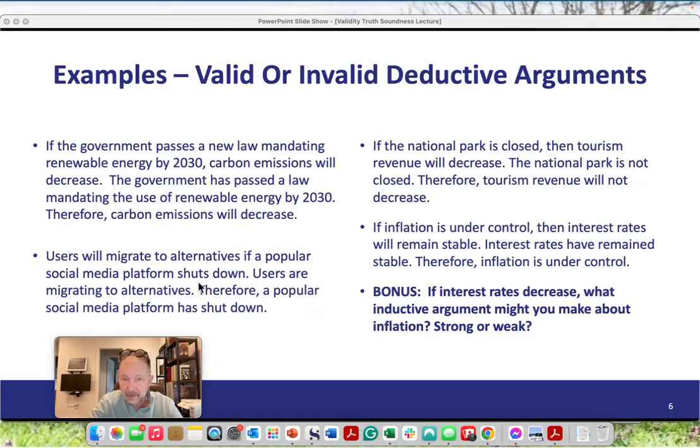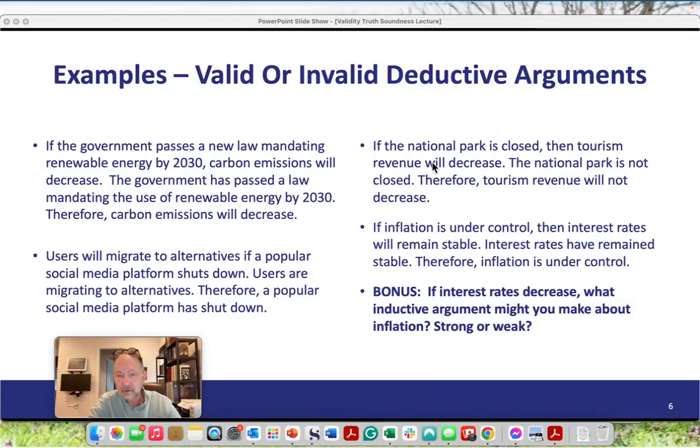But you can kind of read it and ask yourself, aren't there other reasons they can migrate? Sure, there are other reasons they can migrate. Just because they're migrating does not necessarily mean that the platform will shut down. Whereas up here, this is linearly correct, right? If this, then this, therefore that. So it properly refers to the parts of the argument.